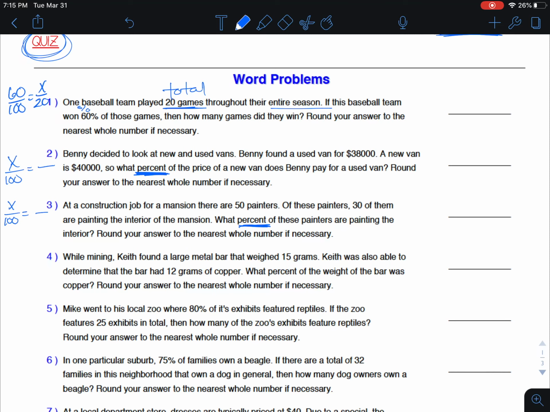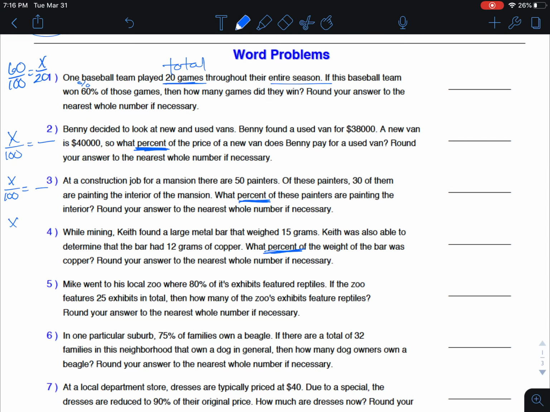All right. While mining, Keith found a large metal bar that weighed 15 grams. Keith also was able to determine that the bar had 12 grams of copper. What percent? Again, looking for percent. So X over 100 equals your part over your whole. So I'm going to do P over W for part over whole. But know that you have to come up with those numbers.